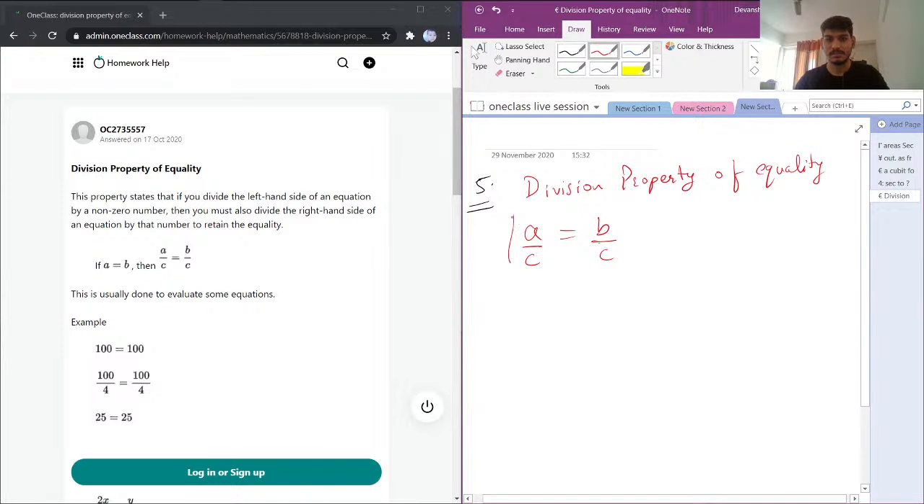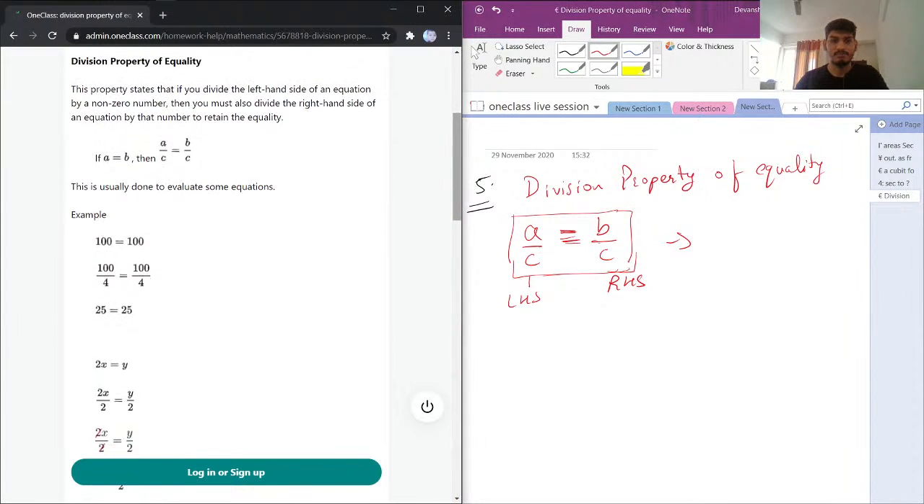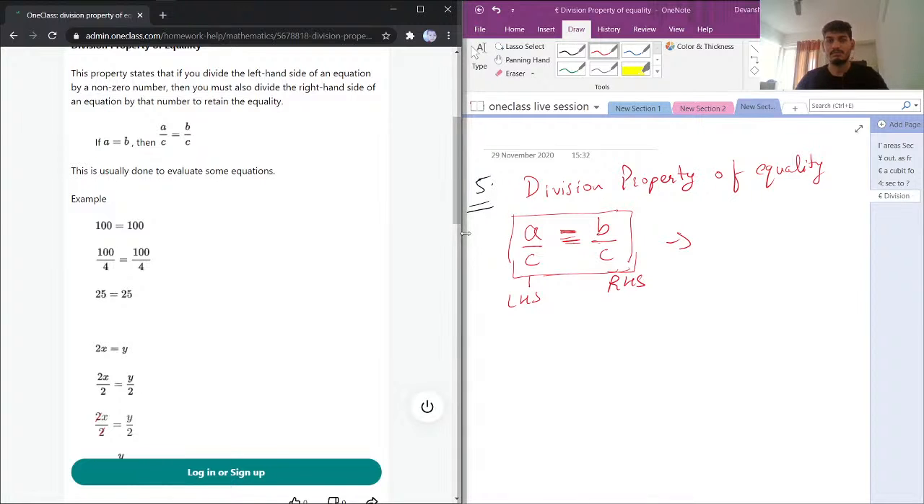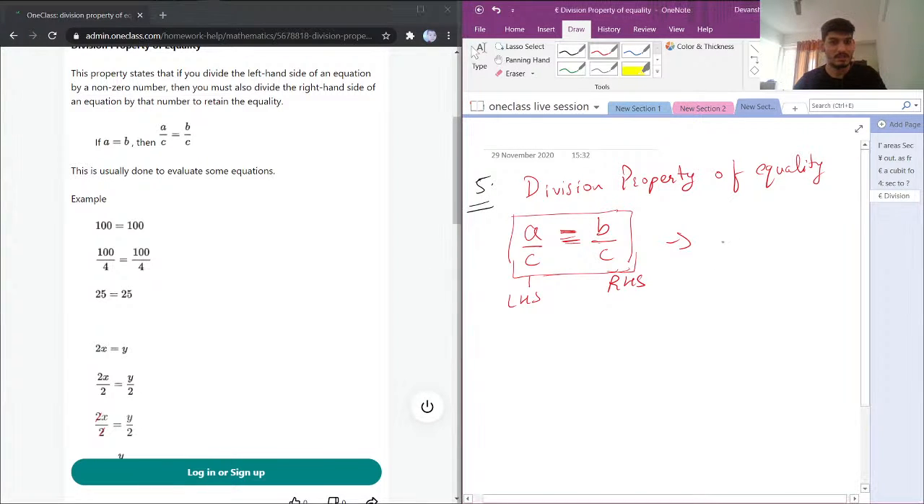So this is the basic rule of mathematics, very basic rule. In this way the equality condition is maintained between a and b, or between LHS and RHS. And we use this method to simplify the equations, or to manipulate the equations, or to manipulate some numbers. So here it is given the example for 100.